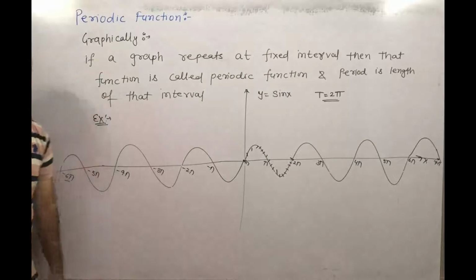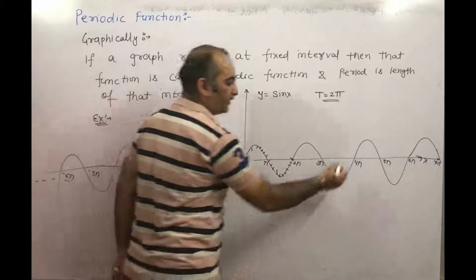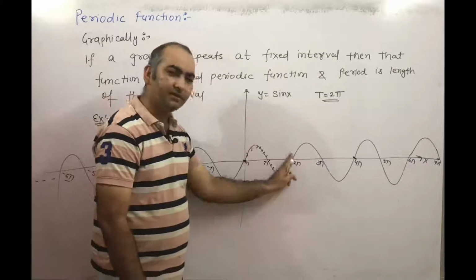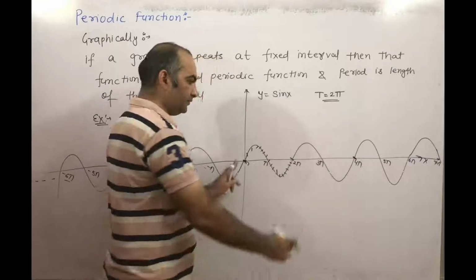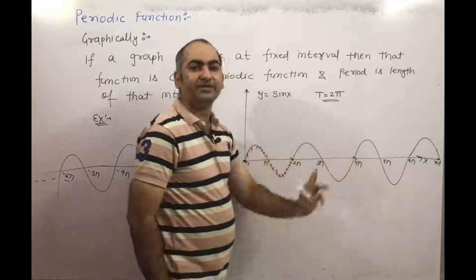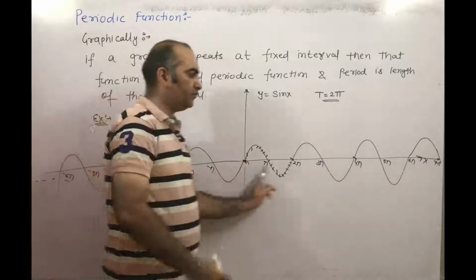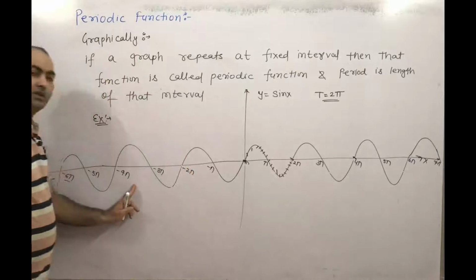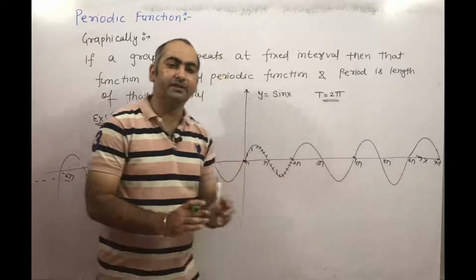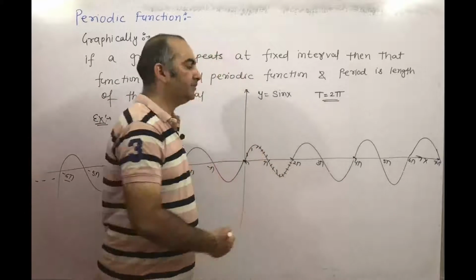Now in the same function, if I take the interval 0 to 4 pi, what is the graph? Like that, then like that. If you take this graph and put it like that, from 4 pi to 8 pi the same graph will repeat. Similarly here, minus 4 pi to 0 and this graph 0 to 4 pi, the same graph is repeating on this side also. So what is the length? 0 to 4 pi, the length is 4 pi. So this interval, 0 to 4 pi, is also repeating again and again. So we can say the period is 4 pi also.